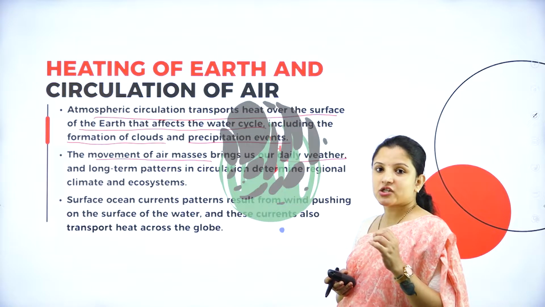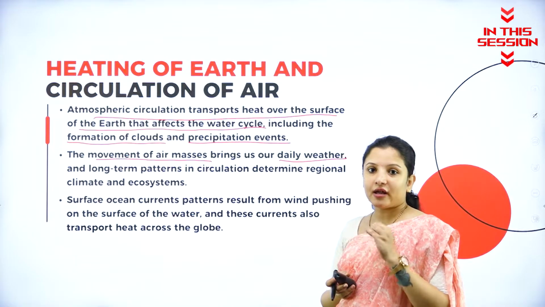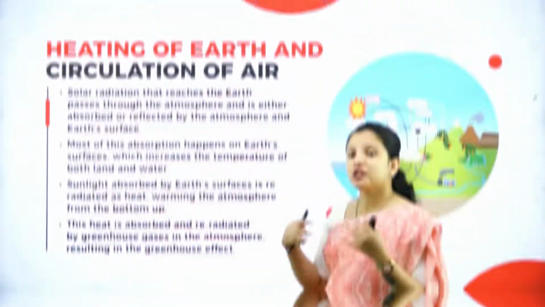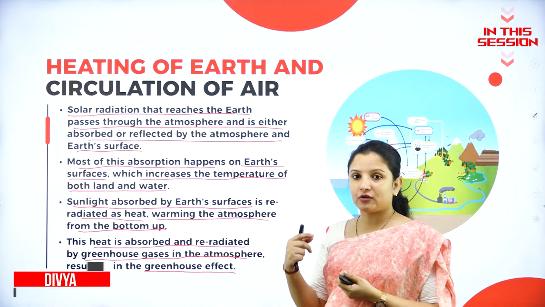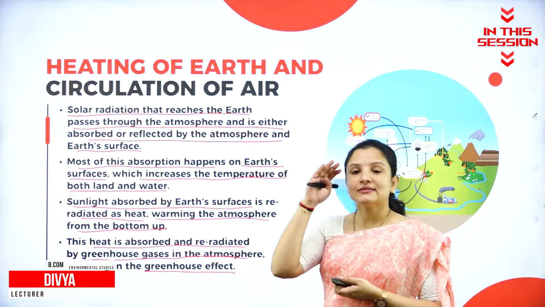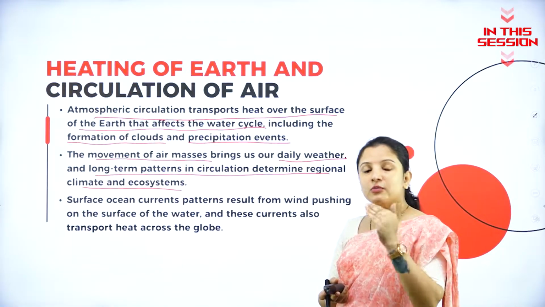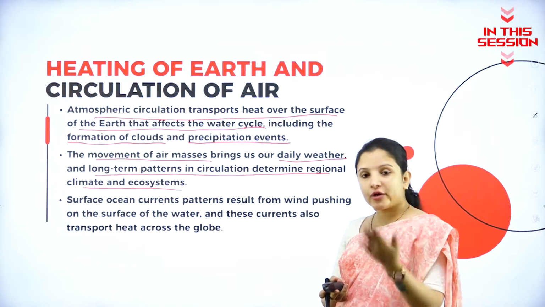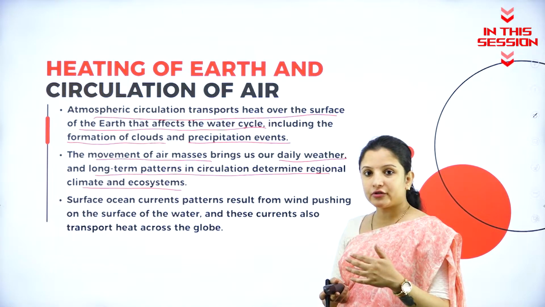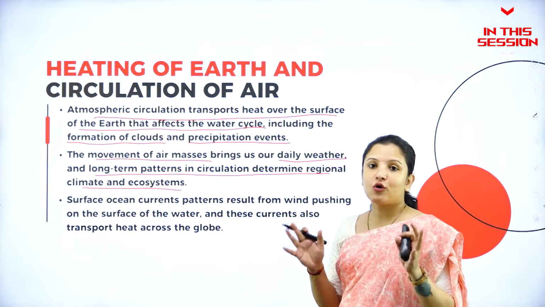Every weather change that is occurring is because of the movement of the air around the Earth's atmosphere. The heating of the Earth is mainly because of the heat that is absorbed from the sun's radiation, which is entering into the Earth's atmosphere. Now, which region receives how much rain, whether they are going to receive the rain or not, all that depends on the air mass, that is the flow of the air.